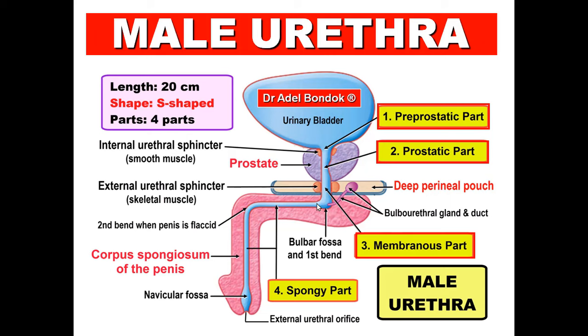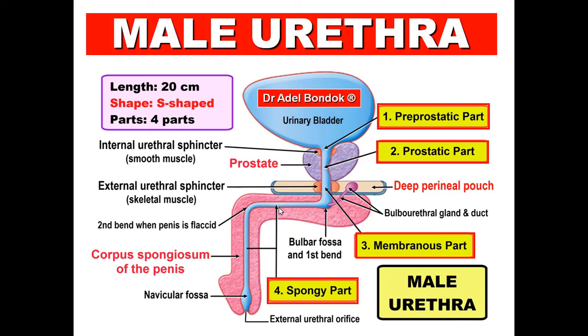Then the fourth part, this one, is the spongy part. This spongy part lies in the bulb of the penis and in the corpus spongiosum. This spongy part has two dilatations. This is the first dilatation, the bulbar fossa, and this is the second dilatation, the navicular fossa. So the bulbar fossa is in the bulb and the navicular fossa is in the glans.